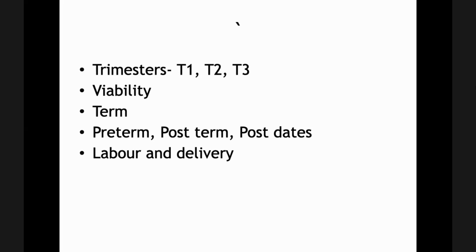There is something called post dates also. Post dates: the expected date of delivery is 40 weeks for any pregnancy, so anything beyond 40 weeks is called post dates. So you should know the differences. Preterm; post term is 42 completed weeks; post dates is beyond 40 weeks.